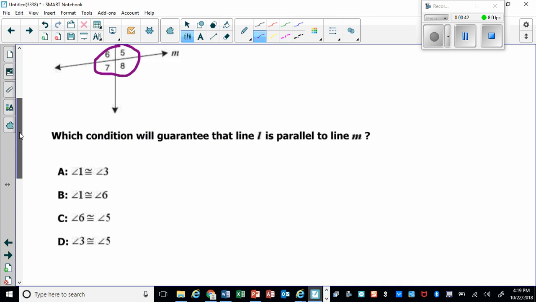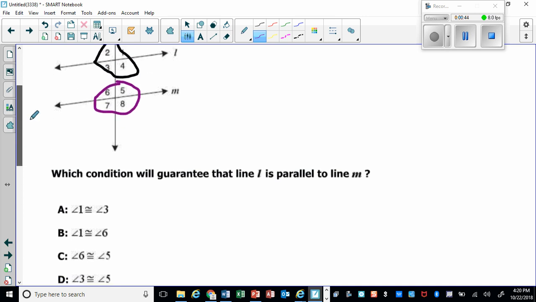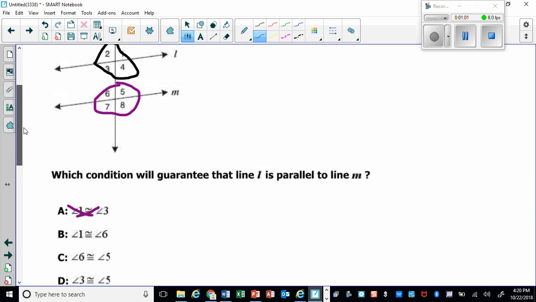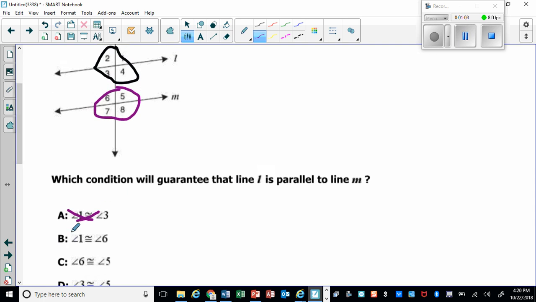So the choice we have is 1 is congruent to 3. So 1 and 3 are both in the top one, right? So that cannot be worked. So this is the one you cross out. 1 is congruent to 6. So this is 1 from the black, 1 is from the purple, maybe. But are they going to be congruent? That's the question. What do you guys think? 1 and 6? No, right?